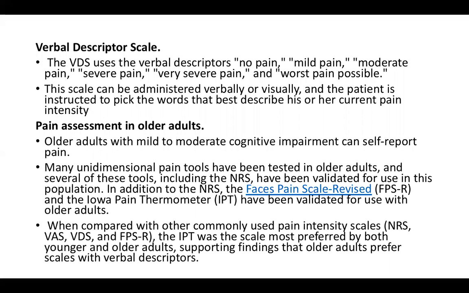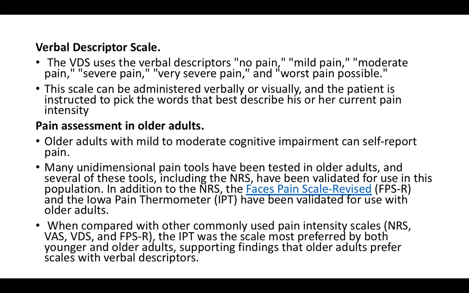Then verbal descriptor scales. That means no pain, mild pain, moderate pain, severe pain, very severe pain, worst pain possible. So we can ask all this, tell the patient, tell me how is your pain. So that is one kind of a scale.